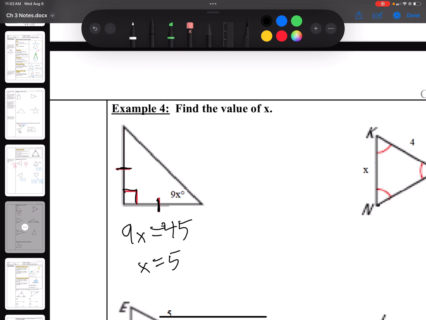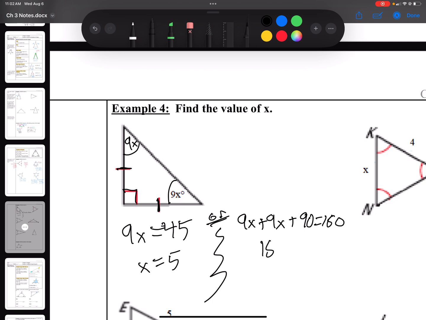Let's say you didn't remember that. That's perfectly fine. Well, if that's 9x, this has to be 9x. And you could say 9x plus 9x plus 90 equals 180. You can combine your like terms. The 9x and 9x will give you 18x. You could subtract and then divide, and you'll still get x equals 5 in the end with a bit more work. So it might be in your benefit to remember these shortcuts whenever possible.